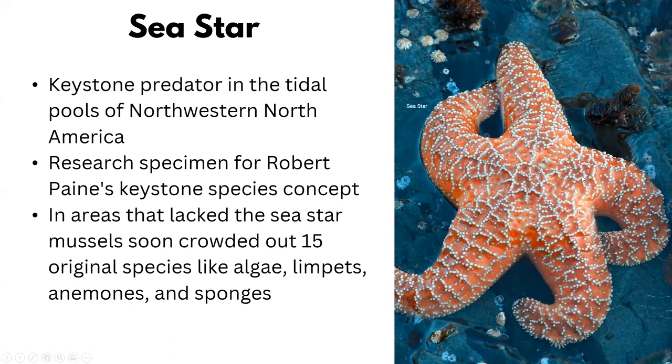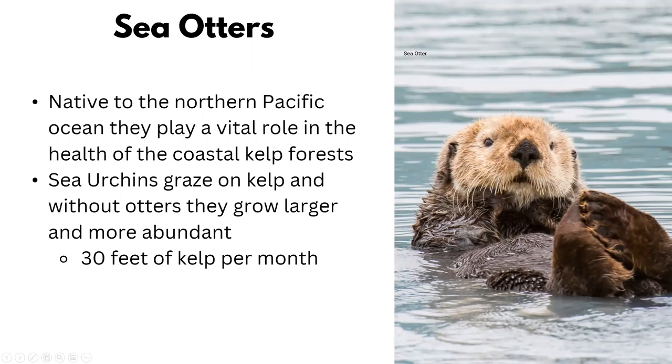All right, so another one that we do not have in Nebraska, we have river otters, not sea otters. Sea otters are native to the northern Pacific Ocean, and they play a huge role in maintaining the health of the kelp forest. So kind of like the seaweed that you imagine growing up from the bottom of the ocean. So what happens is they eat a lot of sea urchins, which is great because basically, if they don't, the sea urchins take over. They graze on everything, and they take about 30 feet of kelp per month.